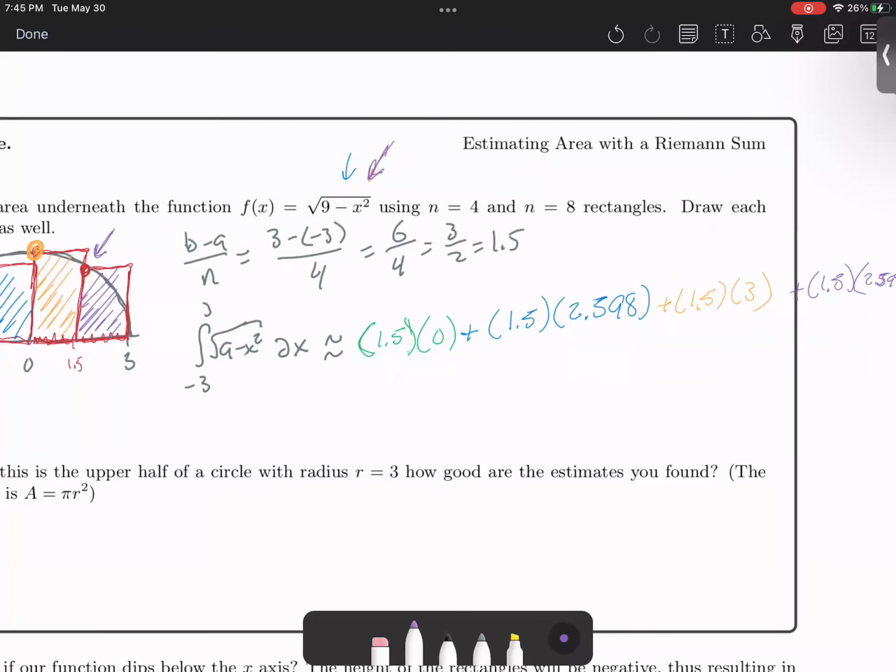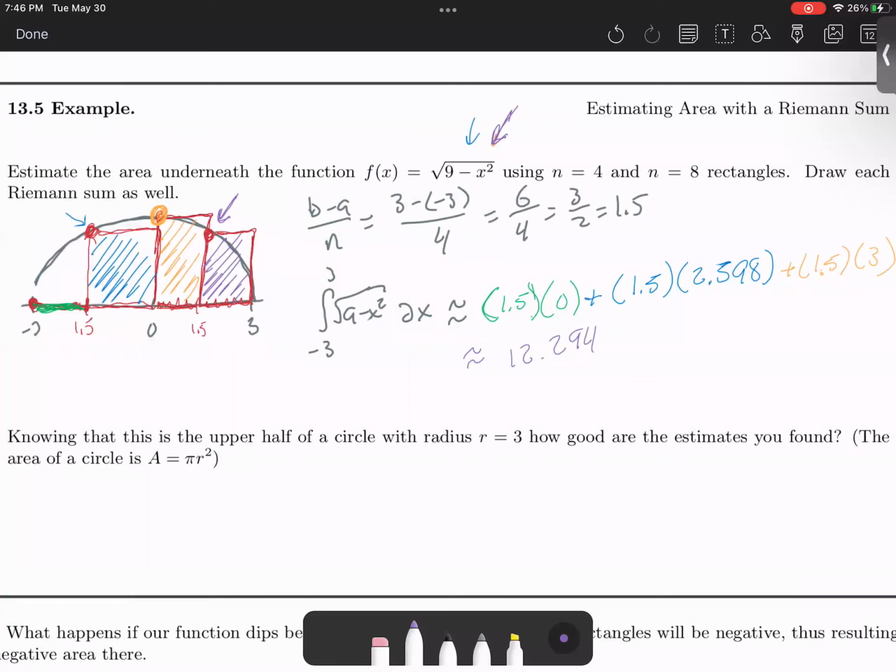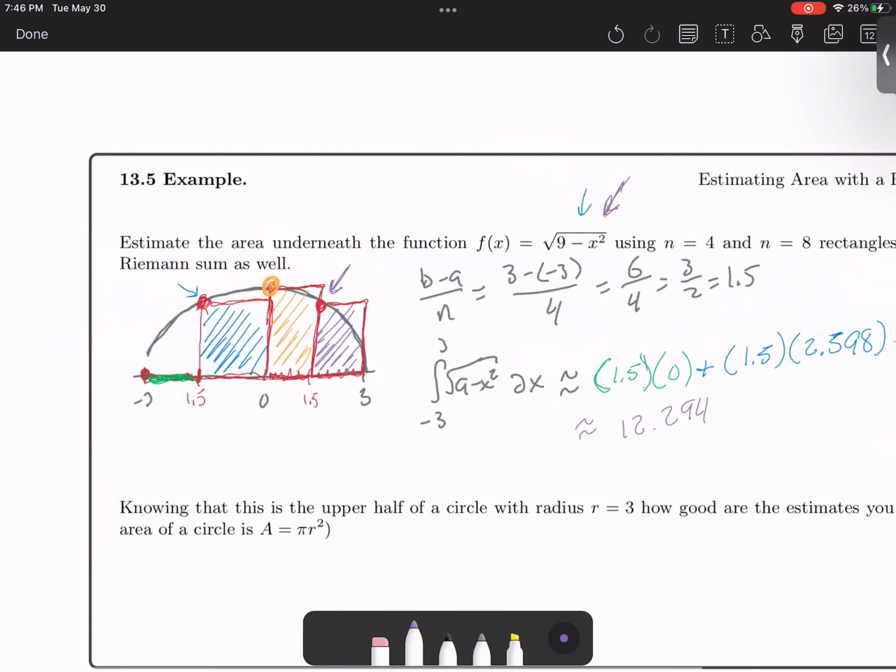Okay, so what is the area approximately? We just need to add all these up. When you add all these up, you get about 12.294 square units. So N is equal to 4. When we approximated the area with 4 rectangles, we get an area of about 12.294.